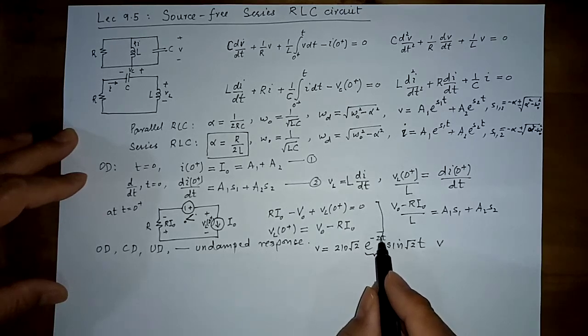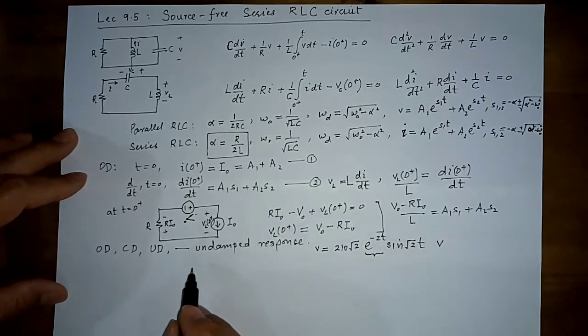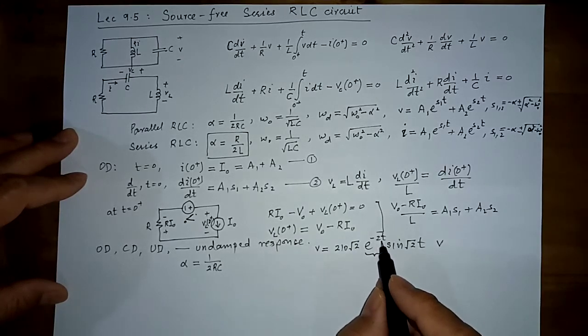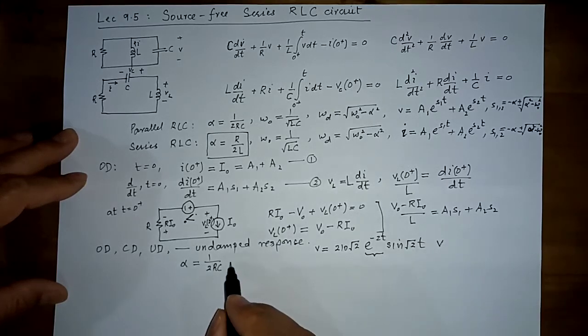From where did this 2 come? From the alpha. So alpha was equal to, for the parallel case, 1 over 2 RC. Now we know we have alpha here. So if alpha becomes 0, we have this 1. So how can alpha be 0? C is a finite value, 2 is a constant. How can alpha be 0? When R is infinity, 1 over infinity.